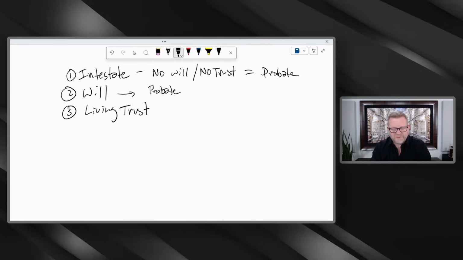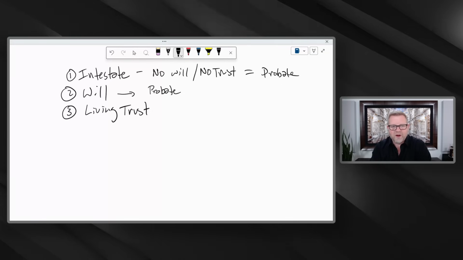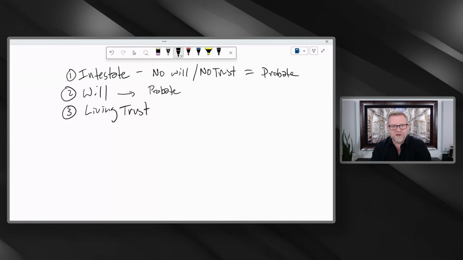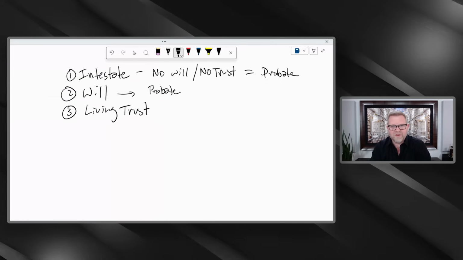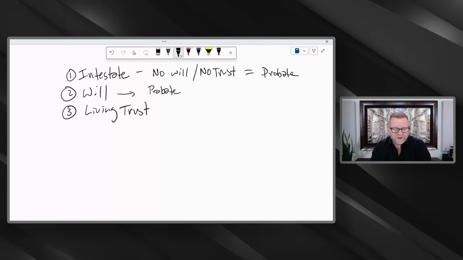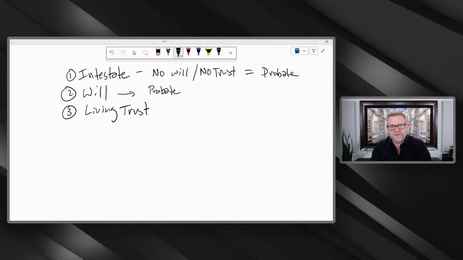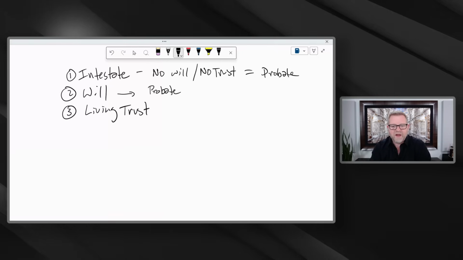So if you set this up and you're saying, hey, I want everything to go to my kids, as long as they're 40 years old and they've graduated from college, you could put conditions like that in there, and they're not on drugs and alcohol, etc. You could put a bunch of conditions in there. Everything's private. You put those things inside that living trust.